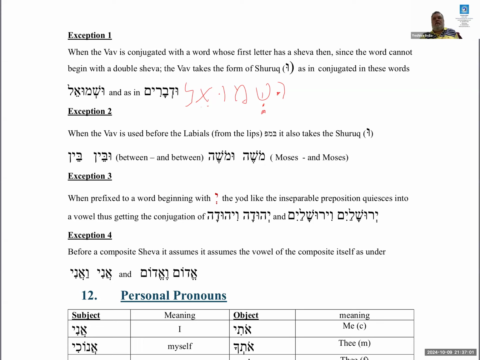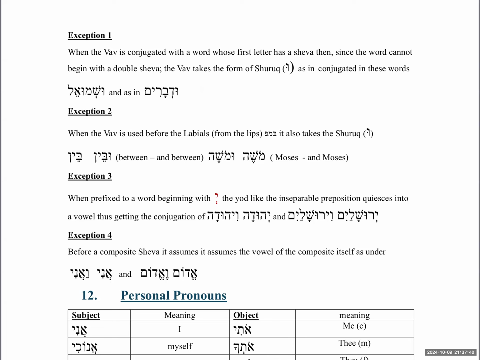When it is with a vav, right, both of them have the shva. The shin has a shva, even dalet has a shva. So ve shemuel doesn't sound very right. Ve devarim, so it becomes ushmuel ud varim. Ushmuel ud varim. Very complex, isn't it?